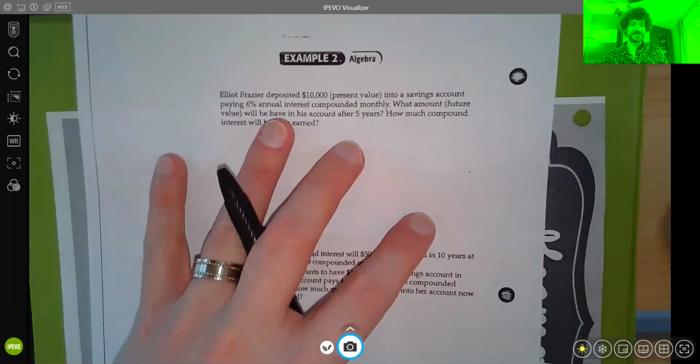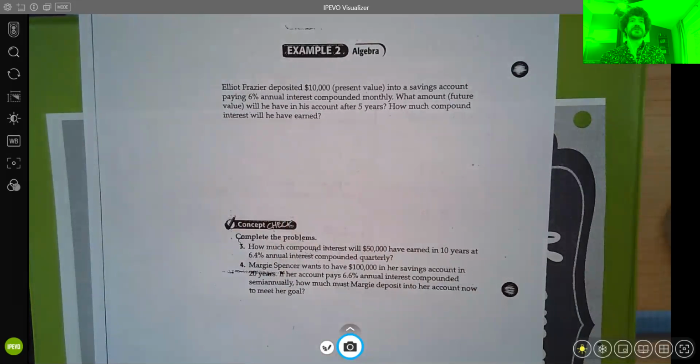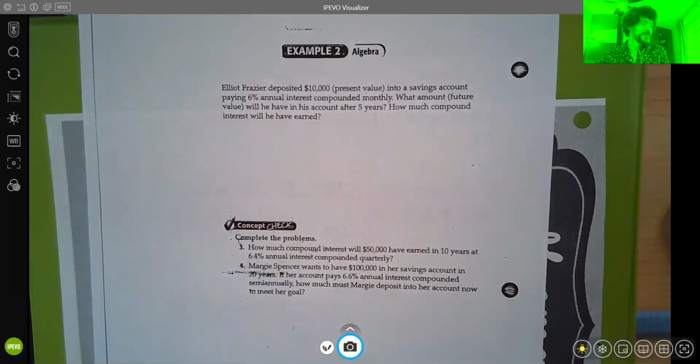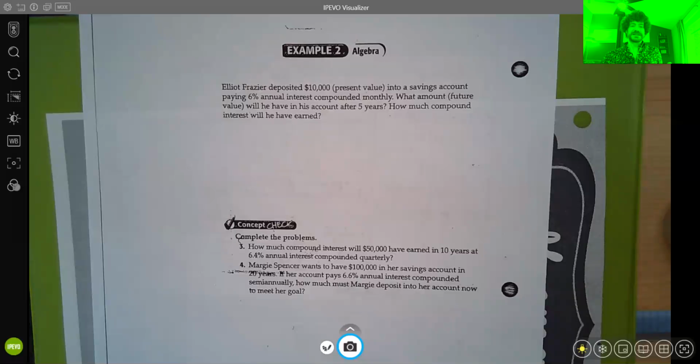Example 2. Sorry about the technology weirdness today. I don't know. I'm not sure. Hopefully it'll work out. Elliot Frazier deposited $10,000 into a savings account, paying 6% annual interest compounded monthly.